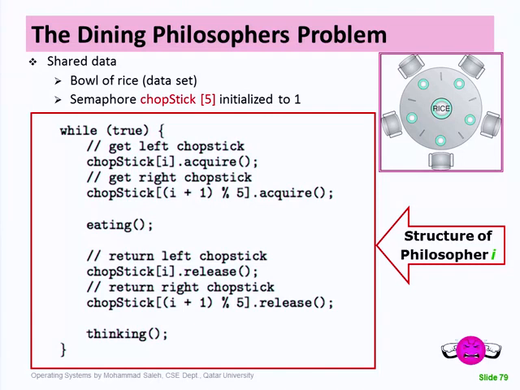We can have other scenarios for this problem in which we put all the chopsticks in the middle. All of them in the middle. And if we do so, and we want to model now the chopsticks, then how can we model them?